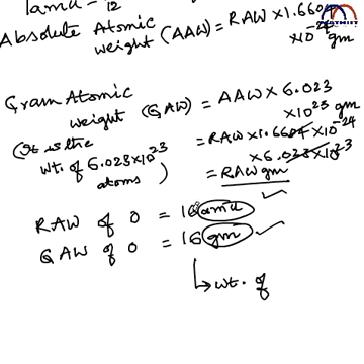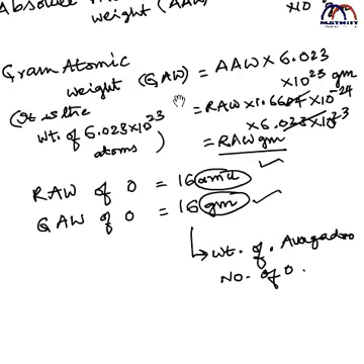So this 16 AMU is a relative atomic weight and 16 grams is the gram atomic weight of oxygen. So it is the weight of an Avogadro number of oxygen atoms. Avogadro number of oxygen atoms.